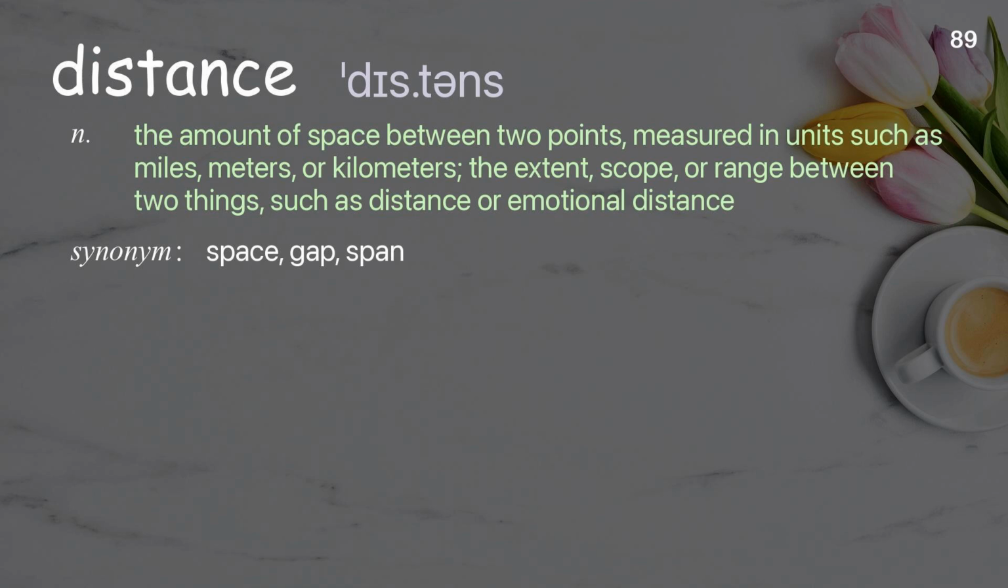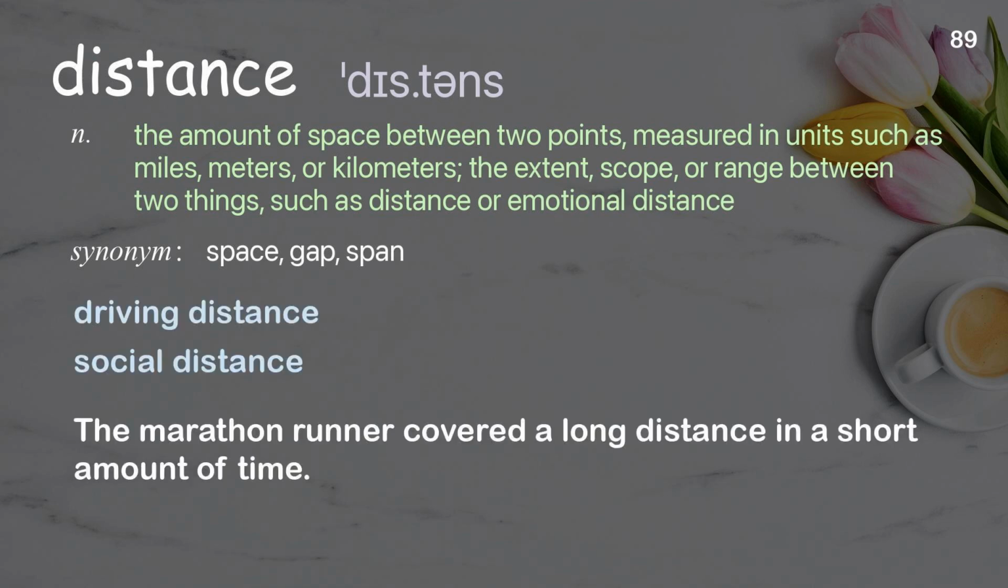Distance. The amount of space between two points, measured in units such as miles, meters, or kilometers; the extent, scope, or range between two things, such as physical distance or emotional distance. Examples: Driving distance. Social distance. The marathon runner covered a long distance in a short amount of time.